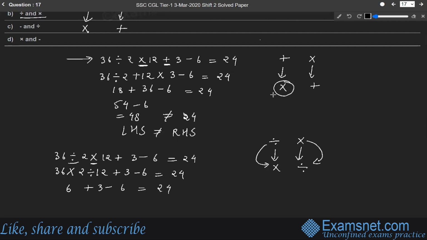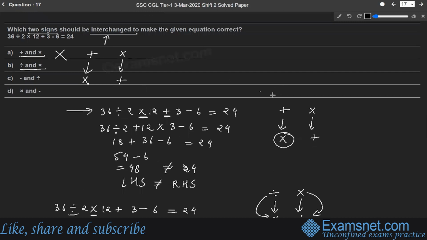But again 6 plus 3 is 9. 9 minus 6 will be 3. 3 is not equal to 24. So here also the left hand side is not equal to the right hand side. Therefore this option is also not correct. So the second option is also not correct.